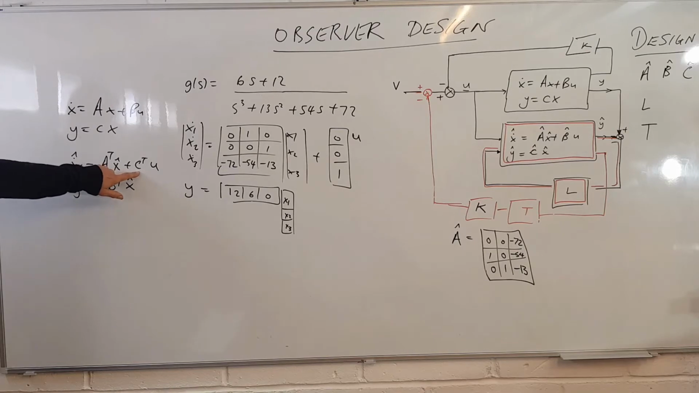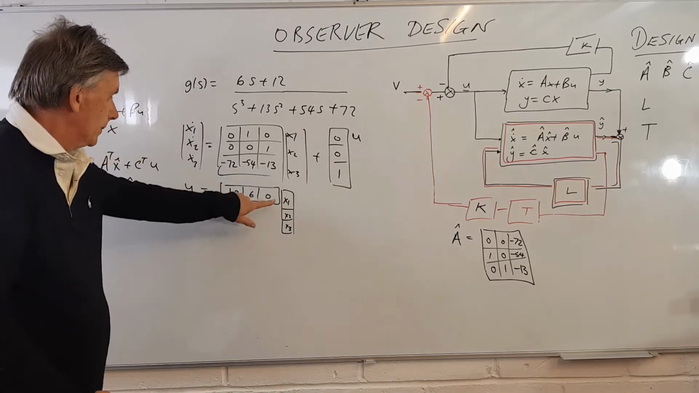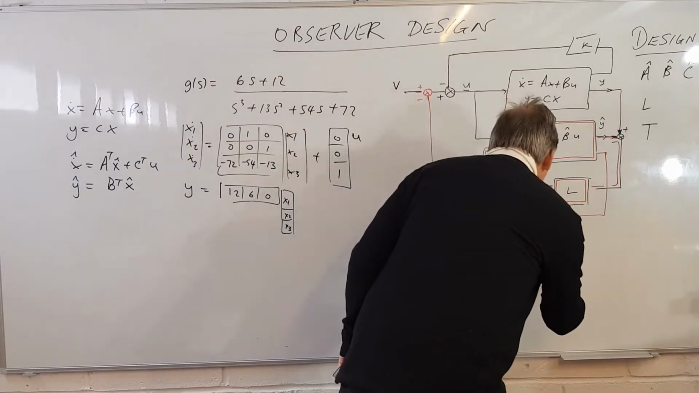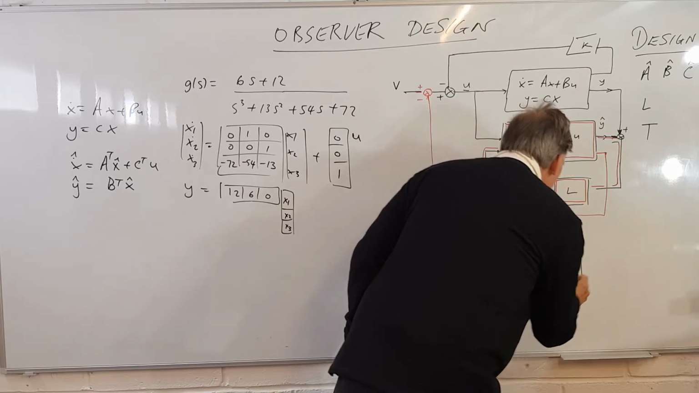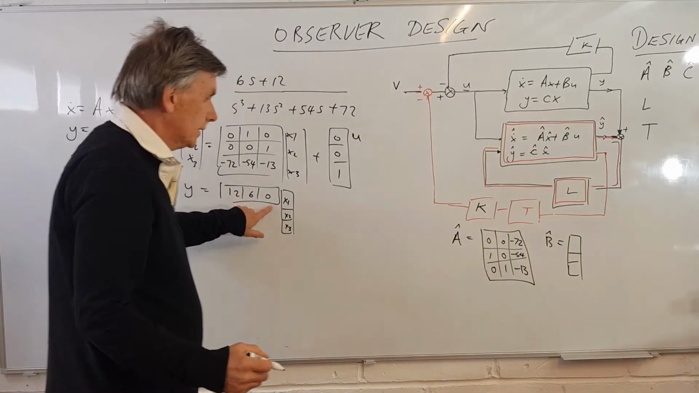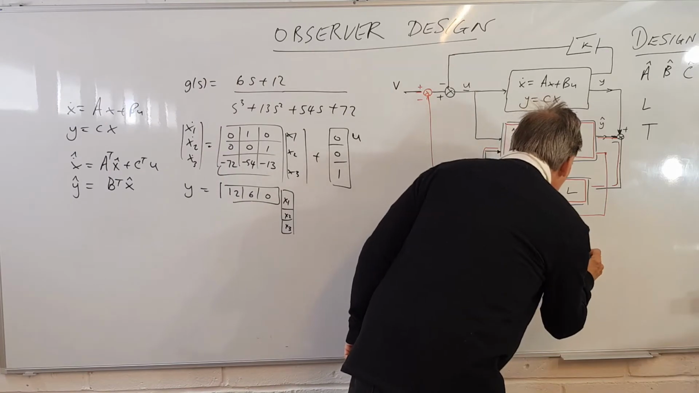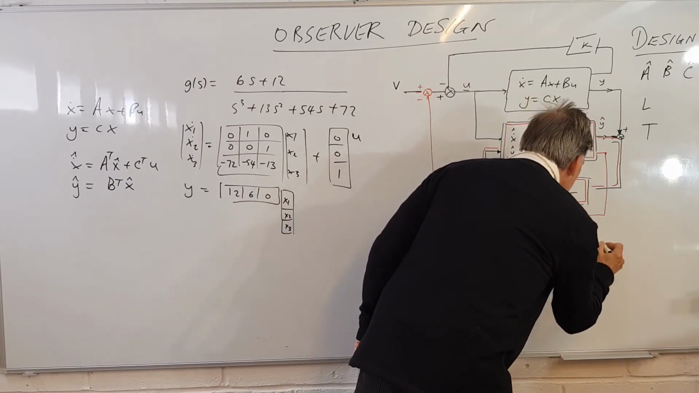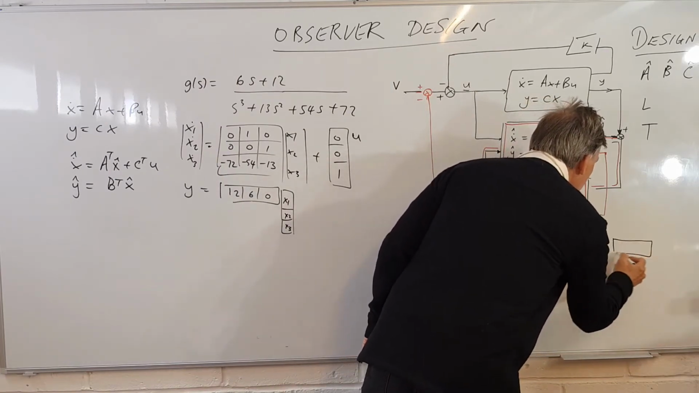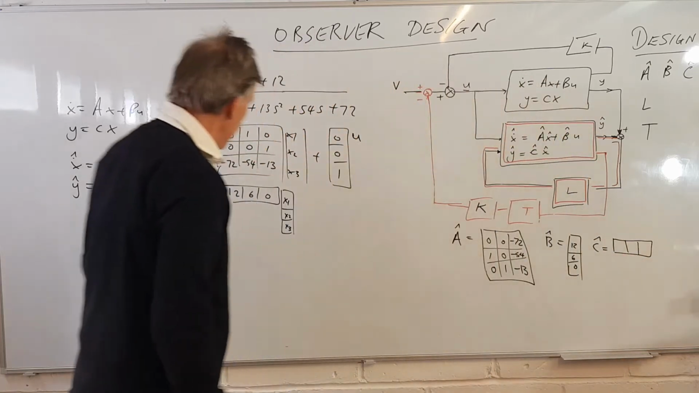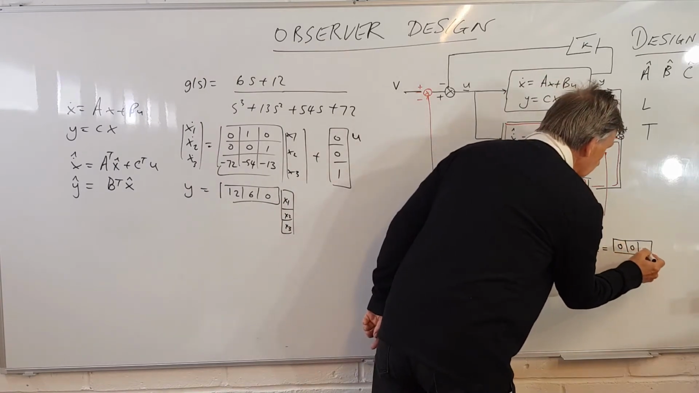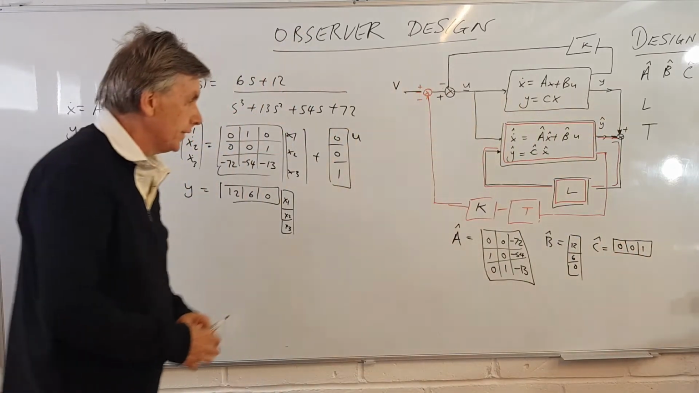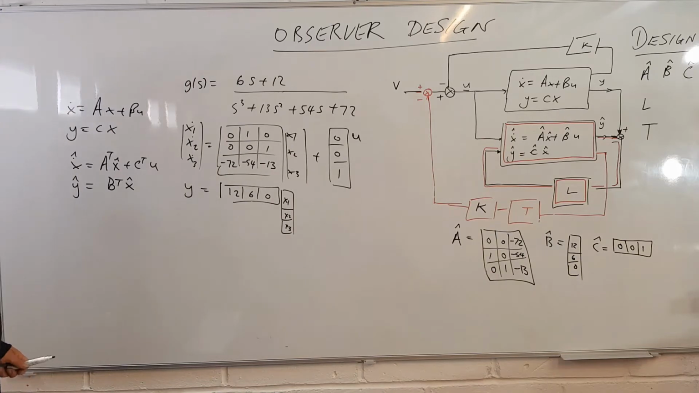To get the B hat, which is going to be C transposed. So the B hat is going to be this transposed, so it's going to be 12, 6, 0. And the C hat, which will be a 1 by 3, will be this one transposed. So that's going to become 0, 0, 1. So there's the first part of our design concluded.